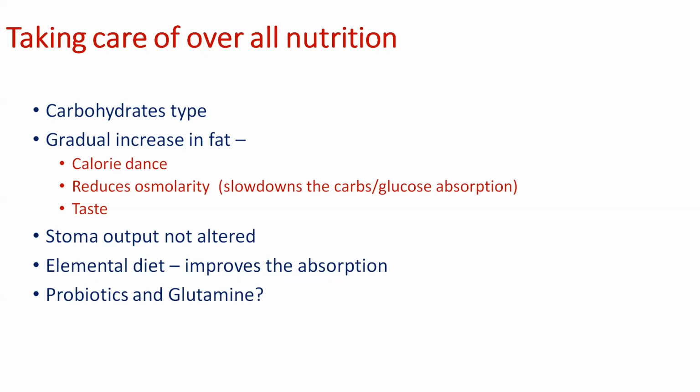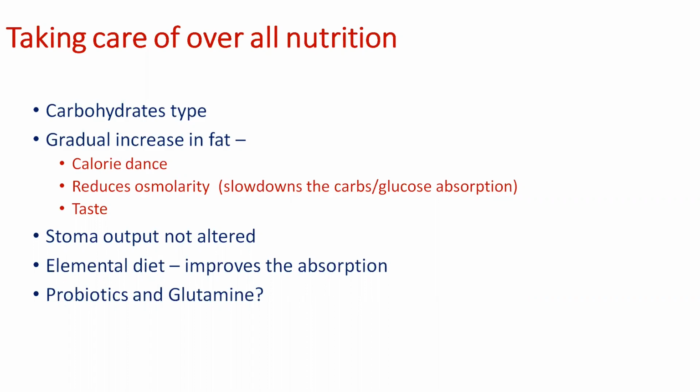So very mindfully we have to decide according to the fistula output type, whether the consistency is very fluid, liquid, or semi-solid. So according to the bulk of the fistula output, we should decide the carbohydrate type, whether to keep it refined, complex, or a mix of both. Gradual increase in fat so that calorie density can be increased. Reduce the osmolarity for better absorption. If stoma output is not altered, then we have to add on the elemental diet, which is partially digested and can be absorbed easily.